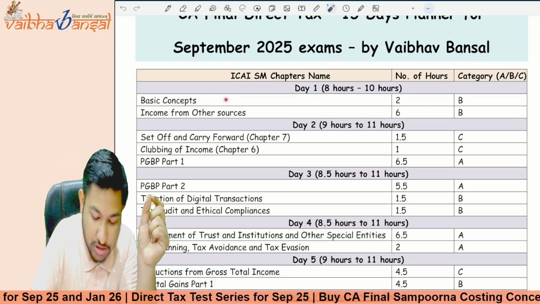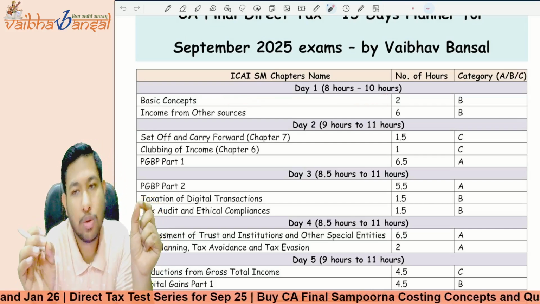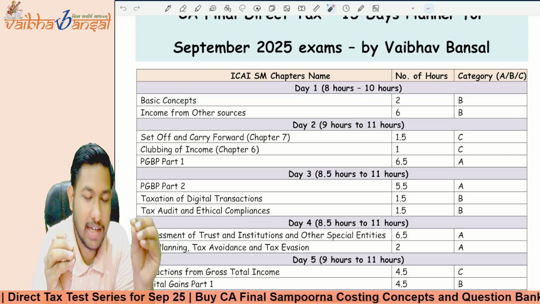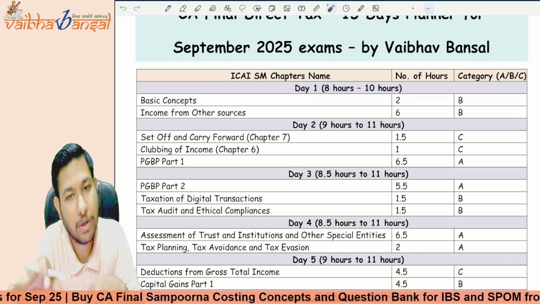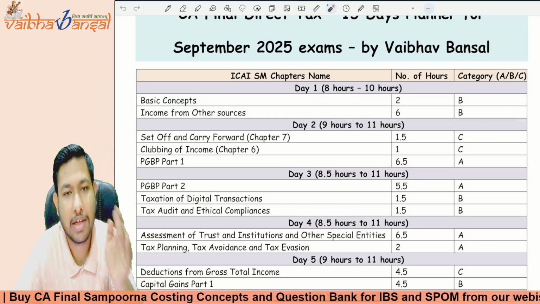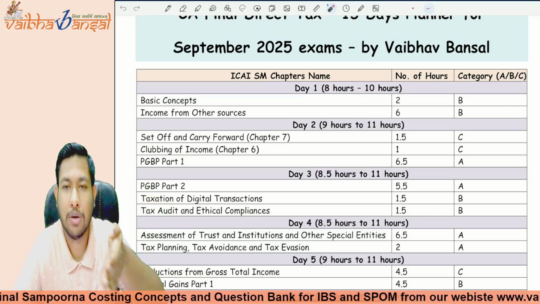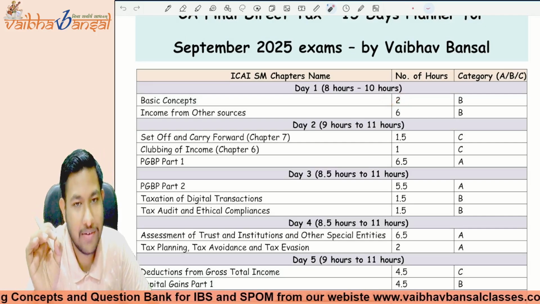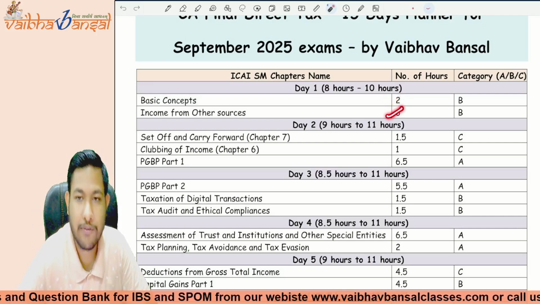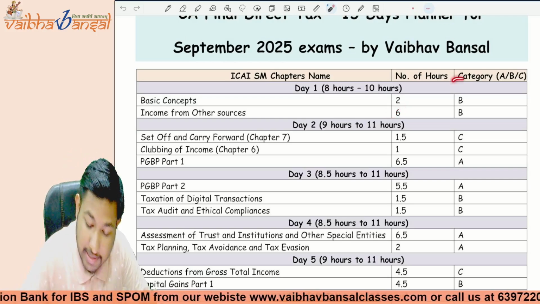The basic concepts must take only 2 hours a day. 2 hours on day one, and it includes the practice of the questions which you might have marked in your first revision or during the classes. So these 2 hours you have to give on day one for the basic concepts, and for income from other sources, 6 hours. This is a B category chapter.